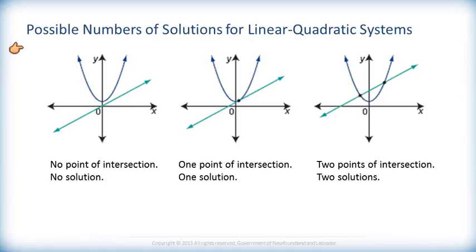Now, what about if we had a linear quadratic? Well, if it's a line and a parabola, there may be no point of intersection. There may be exactly one point of intersection, so there would be one solution. Or there may be 2 points of intersection, therefore 2 solutions. Of course, remember, our parabola could open downwards as well, and our lines could be slanted negatively or horizontally, or perhaps even vertically.